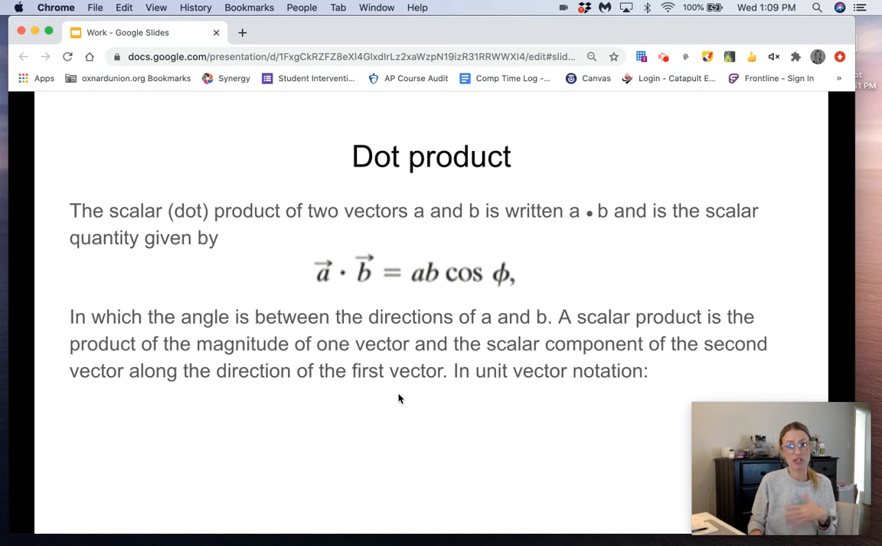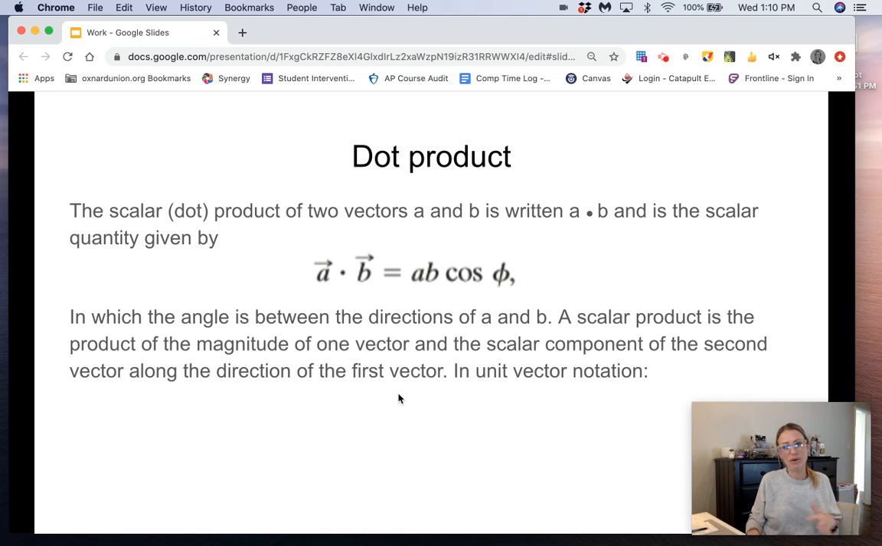So whatever direction the A vector is in, and then whatever direction the B vector is in, say A's here, B's here, it's this angle between them. If B's here but A's here, it's going to be this angle between them. So it's the angle between the two vectors. And the scalar product is the product of the magnitude of one vector and the scalar component of the second vector along the direction of the first vector.